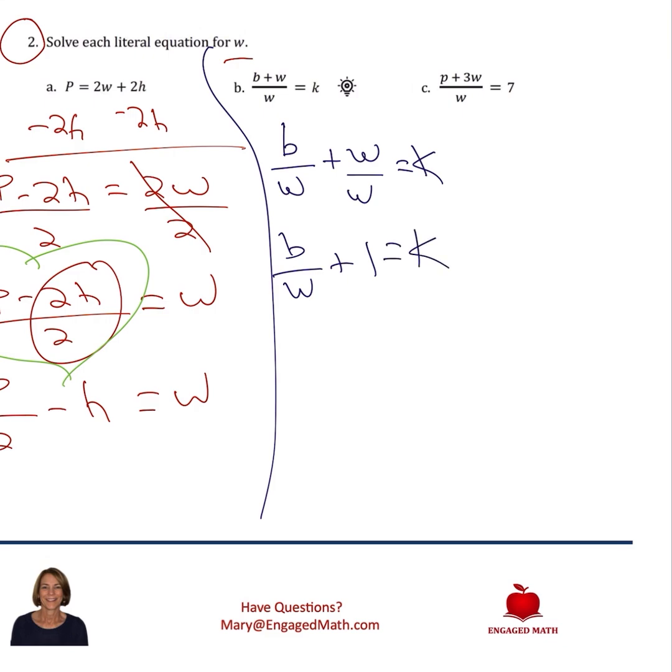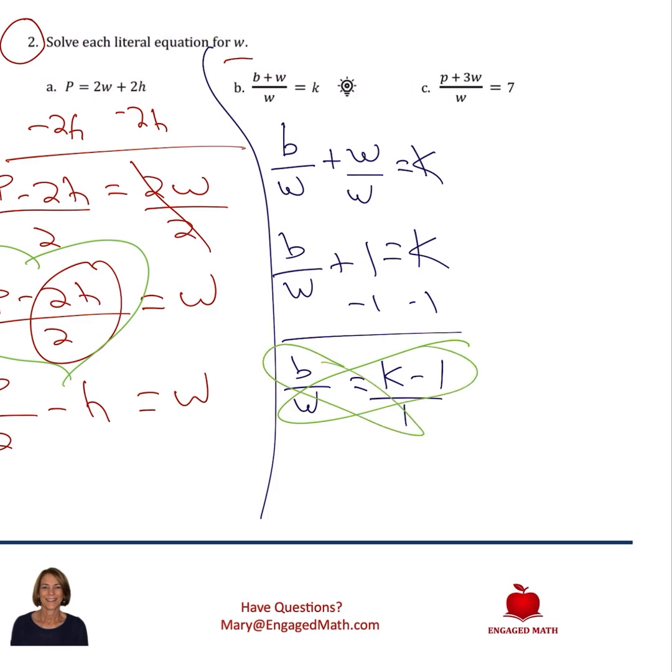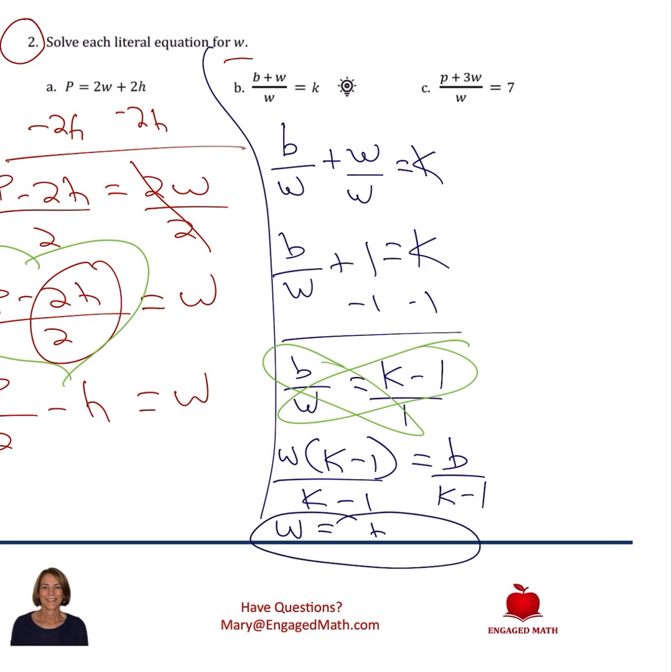So now we can simply subtract 1 from both sides, and we have B over W equals K minus 1. If you want, you can put that over 1 so you can see the cross multiplying here. But just like that, we can say W times the quantity K minus 1 equals B. Divide both sides by K minus 1. And we have simply, as our final answer, W equals B over K minus 1. And we're done. All right, good job on that one.